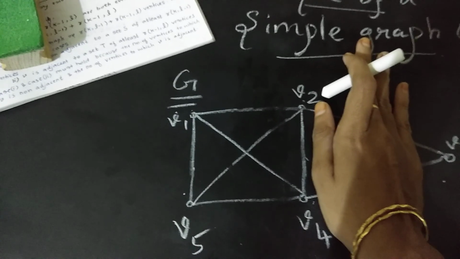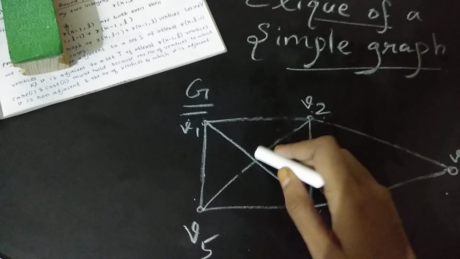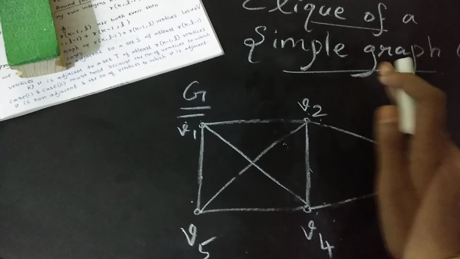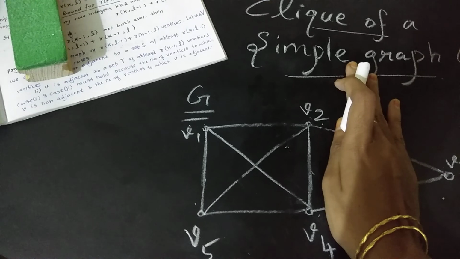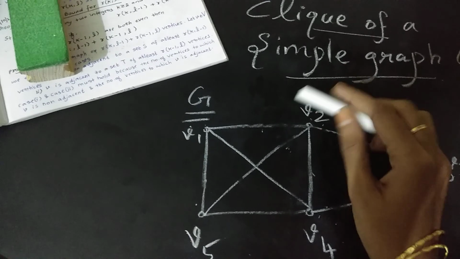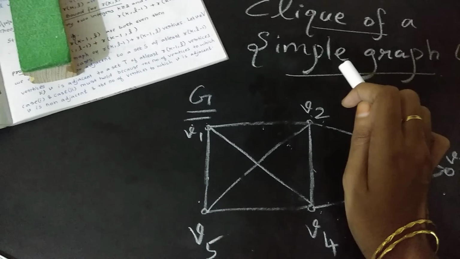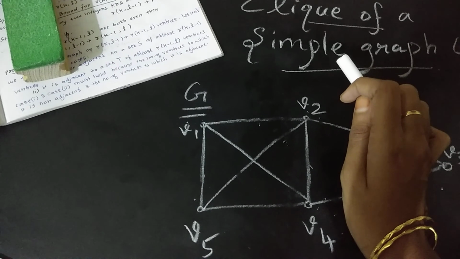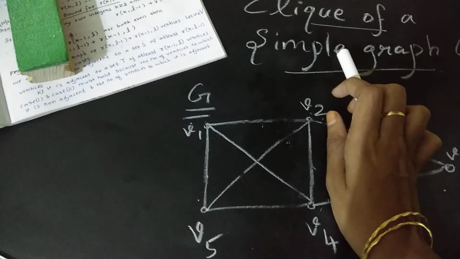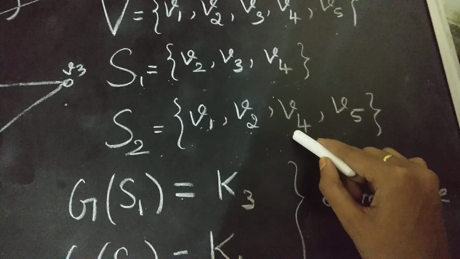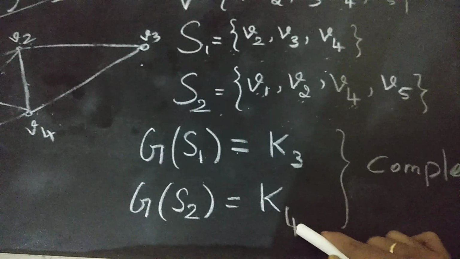You can look at any pair of vertices. If you look at V2, V5, there is an edge between V2 and V5. Look at the vertices V1, V4. Again there is an edge. Look at V1, V2. Again there is an edge. Look at V5, V4. Again there is an edge. Every pair of vertices has an edge, so that graph is called a complete graph. Using this S2, you got a graph G of S2, which is again a complete graph.